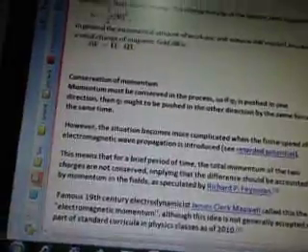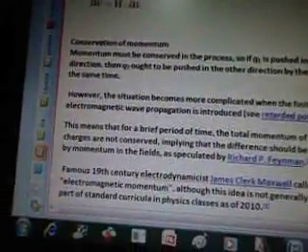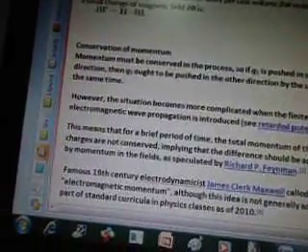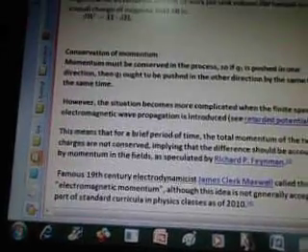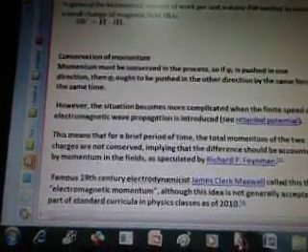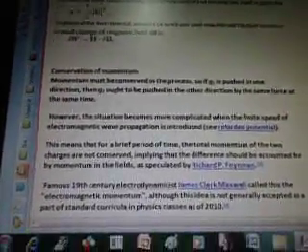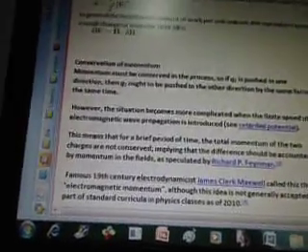And we have field energy, and then conservation of momentum. Momentum must be conserved in the process, so if Q1 is pushed in one direction, then Q2 ought to be pushed in the other direction by the same force at the same time. However, the situation becomes more complicated when the finite speed of the electromagnetic wave propagation is introduced. See retarded potential.